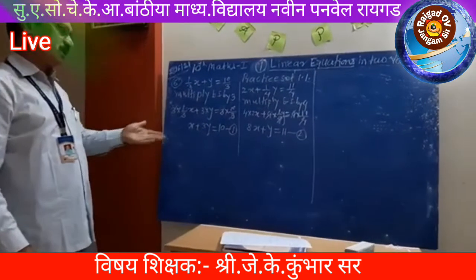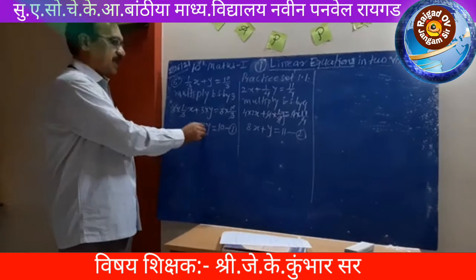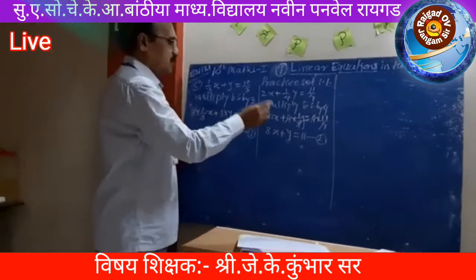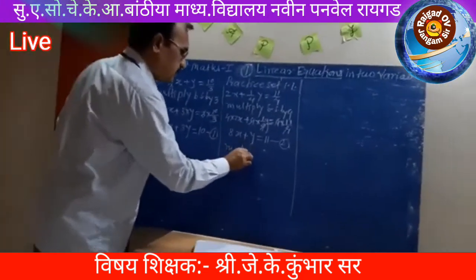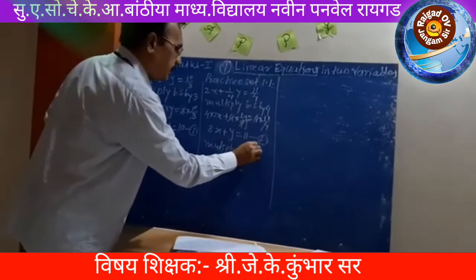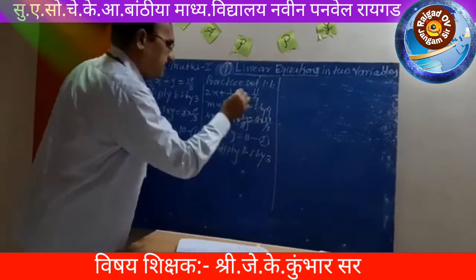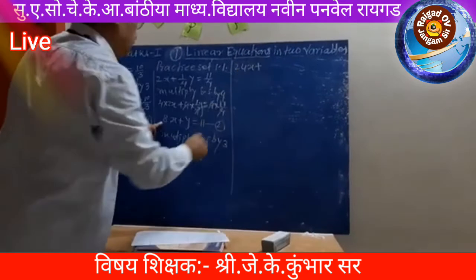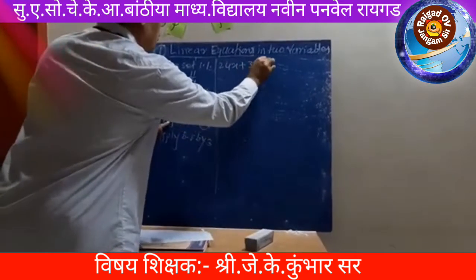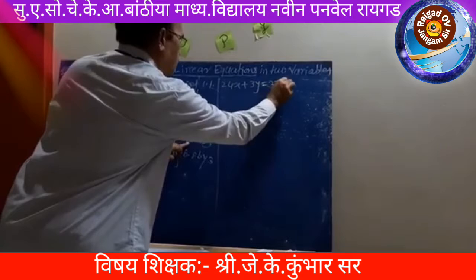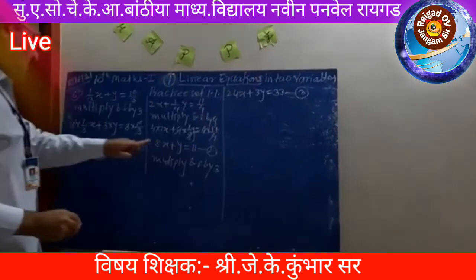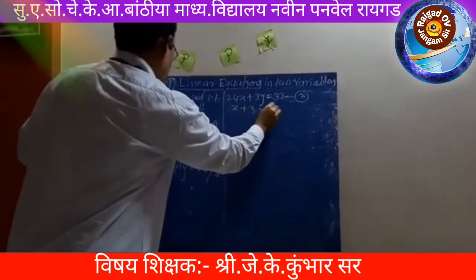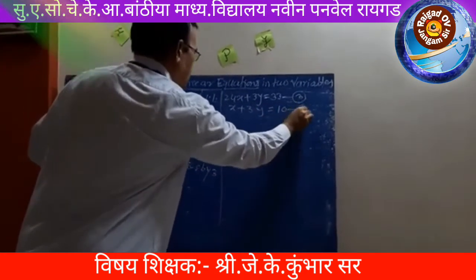Now by equating coefficients, we can solve these two equations. Here the coefficient of y is 3 and here the coefficient of y is 1. It means if we multiply equation 2 by 3, then we can solve easily. Multiply both sides by 3: 3 into 8, 8 threes are 24x plus 3y is equal to 11 threes are 33. This is equation number 3. Then write equation 1 as it is here: x plus 3y is equal to 10.